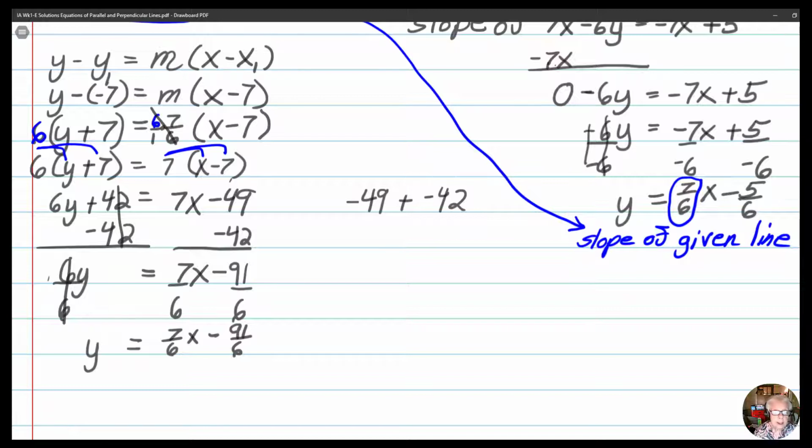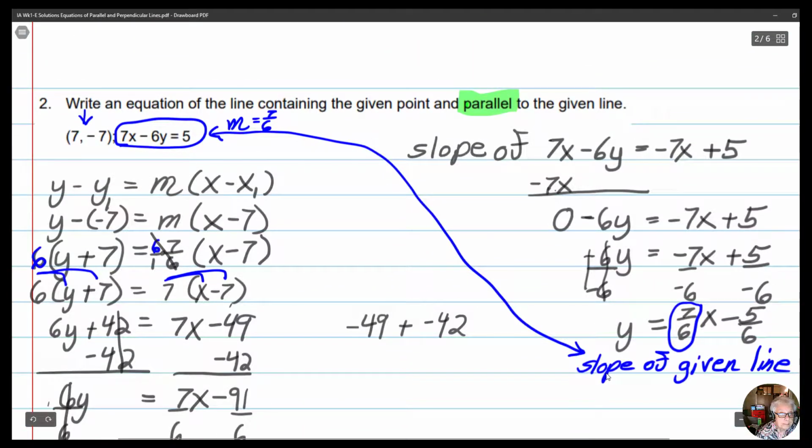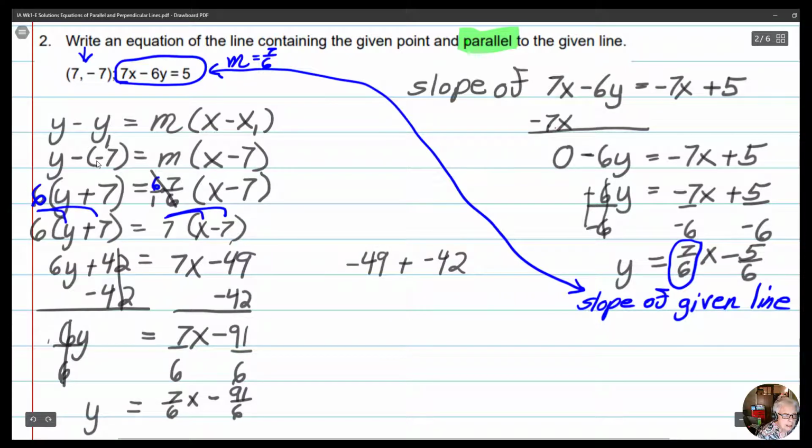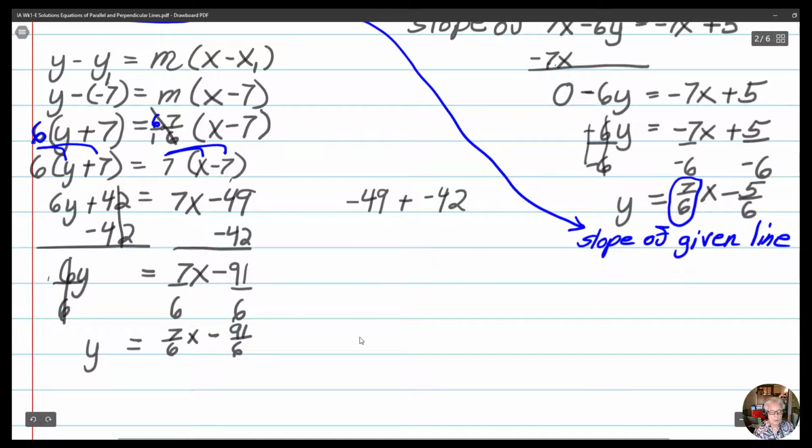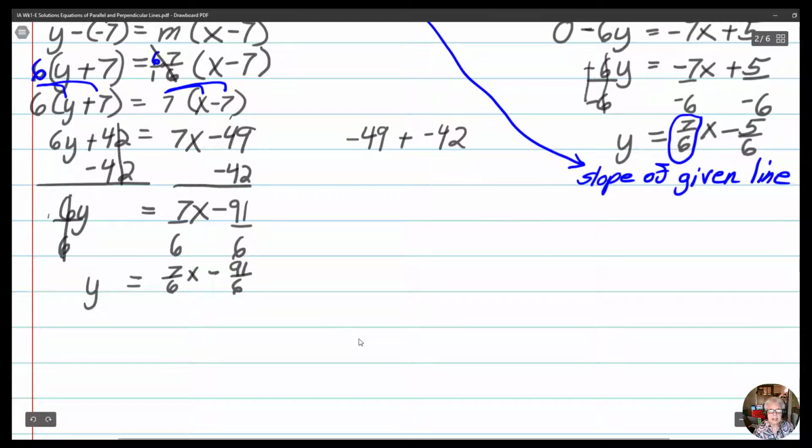Now that's a pretty strange answer, so I am going to go back and make sure I didn't make a mistake. Negative 7 goes there, 7 goes here. Okay, so that made this plus 7. Then I distributed 6, distributed 7, subtracted 42, got negative 91. So, I think that's the answer.